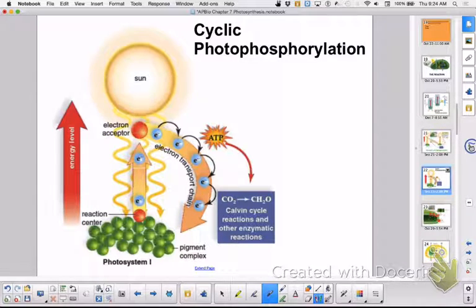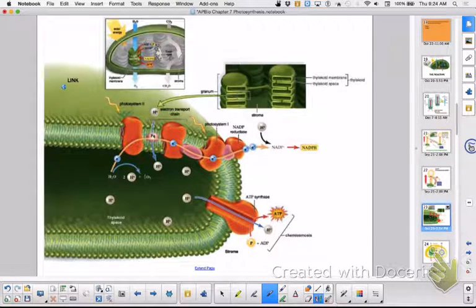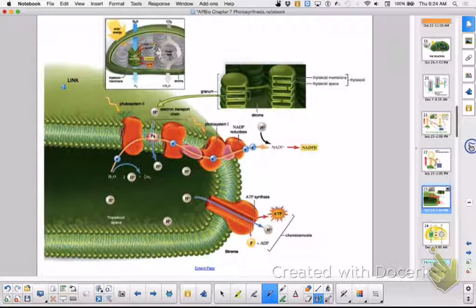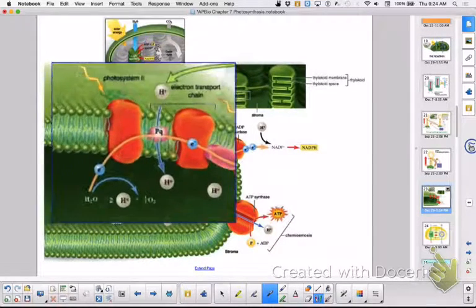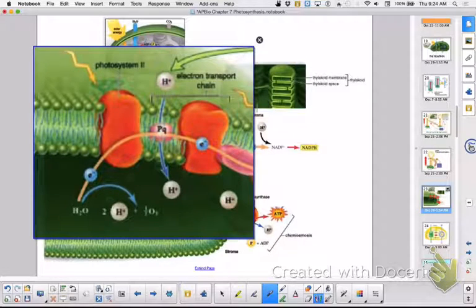Okay, and then I'm going to go here. Okay, and these pictures are all in your book. So I'm just going to make this part a little bit bigger right here. Okay, so let's look through this. This is a portion of a thylakoid membrane, like a hollow green pancake, right? And you can see here's water.